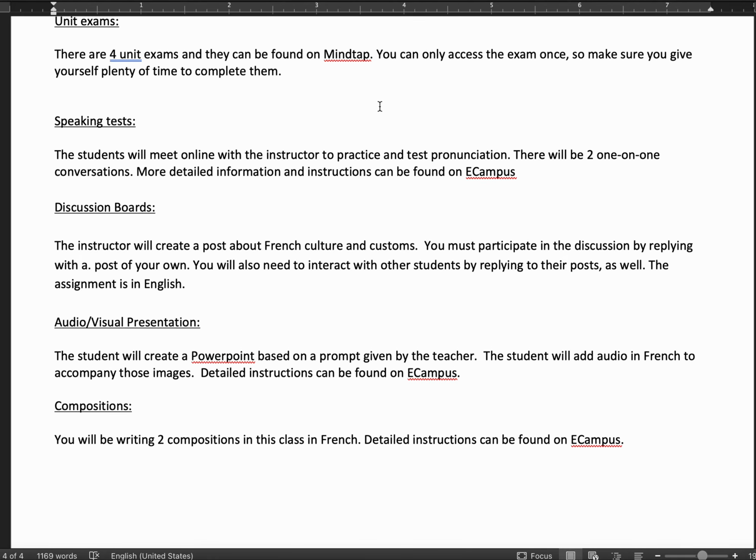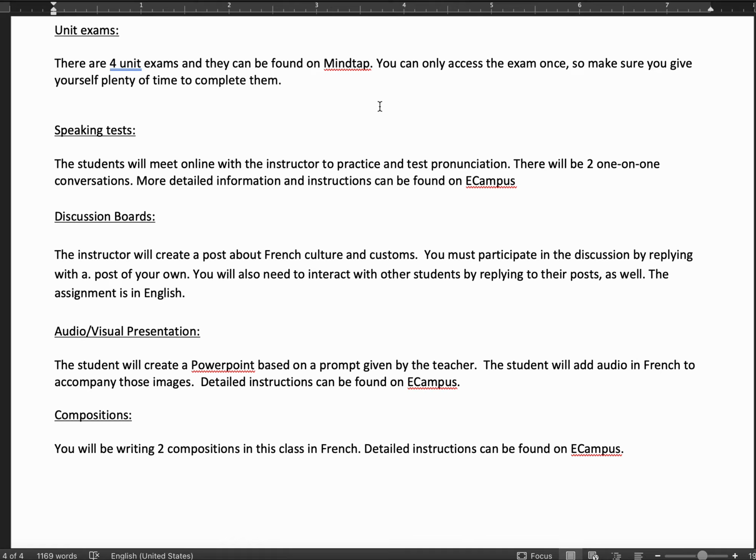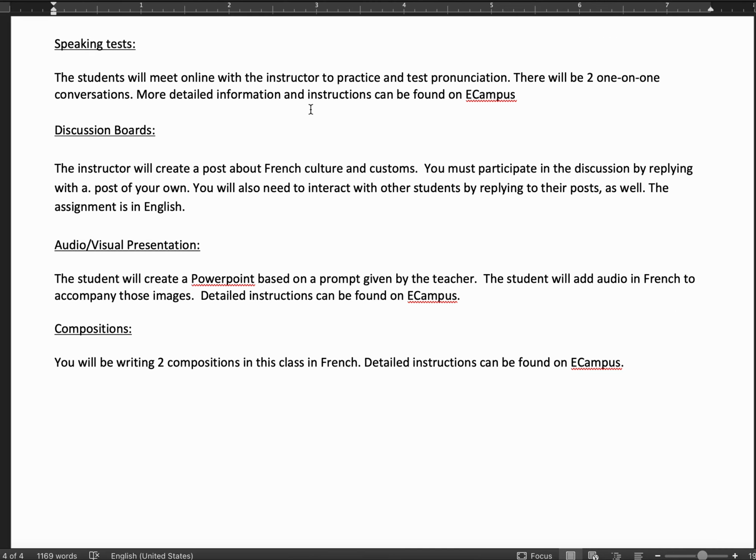Let me see. For your unit exams, there are 4 unit exams. Actually, there are 5 unit exams, including the final exam. And you can only access the exam once. So make sure that you give yourself plenty of time to complete them. Okay? You have 2 hours to complete the assignment, and you can only access the exam once. The speaking tests, you and I meet online, you set up a time with me, and I give you a list of questions. You prepare those questions, and I ask you those questions online.